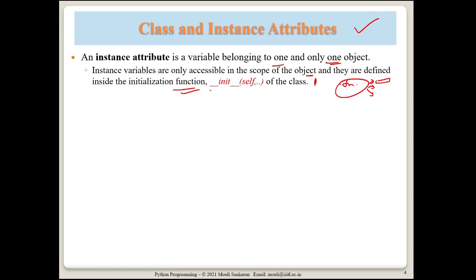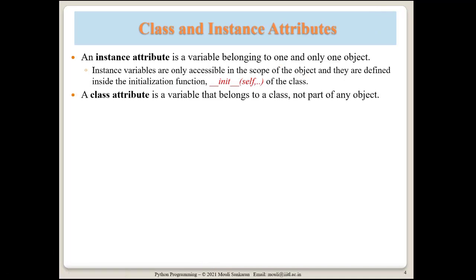So a good practice is to have all the variables related to a particular object, all the object attributes, in the init function, so that when the object is created, you get those instance attributes also created. That's why I've written only init, but it doesn't stop you from introducing new instance variables in other methods.